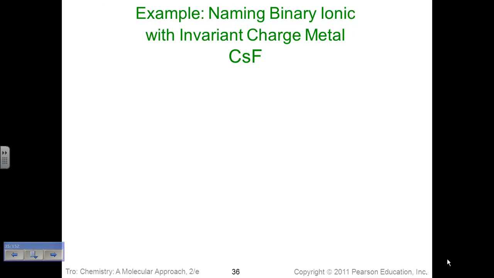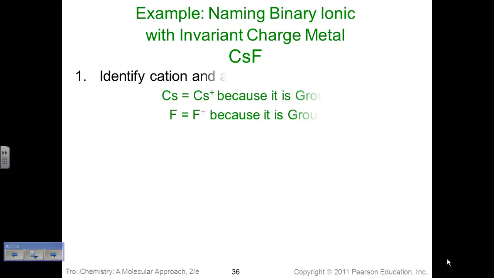What might the name of CsF sound like? Well, what's the name of the element Cs? It's number 55 on your periodic table. What's the name of F? It's number 9 on the periodic table. Well, Cs stands for the element cesium. It does not need a Roman numeral because we know its charge always is a +1.